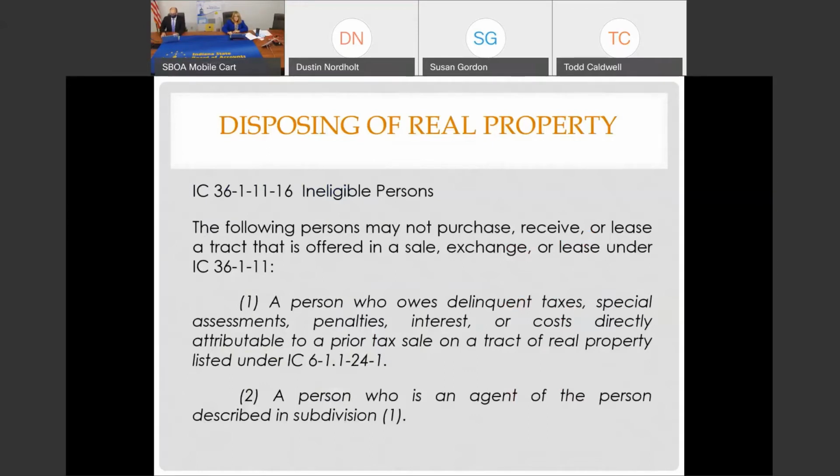There are certain persons that you can never sell property to, and those are defined in section 16 as ineligible persons. And those are ones who owe delinquent taxes or special assessments or penalties or interest or other costs, or a person who is an agent of them. So since it's mentioned so many times in 36-1-11, I thought I would just get that out of the way now so that you would know who an ineligible person is.